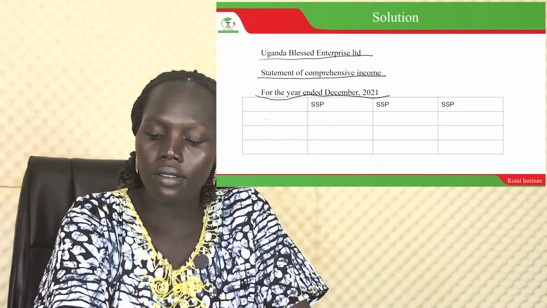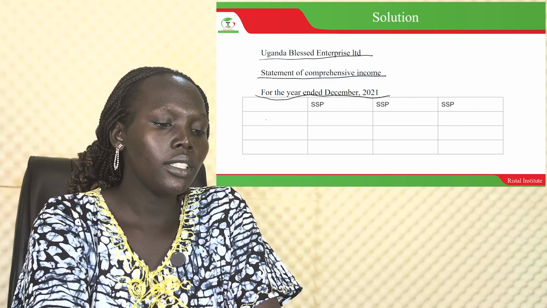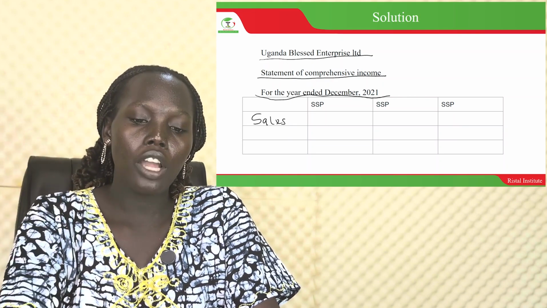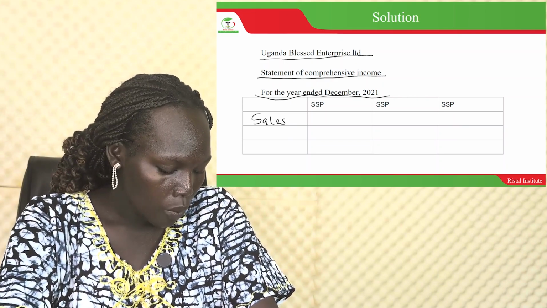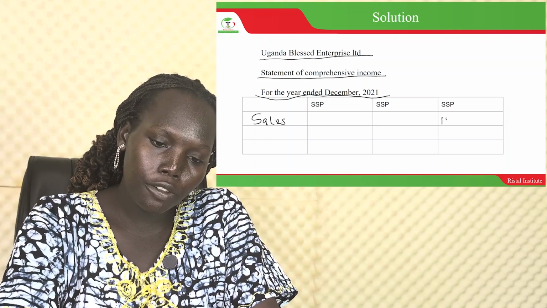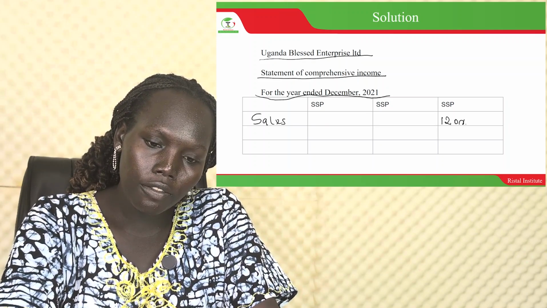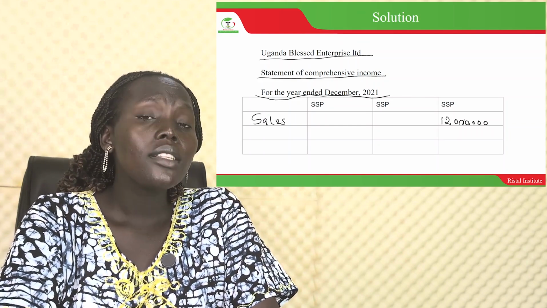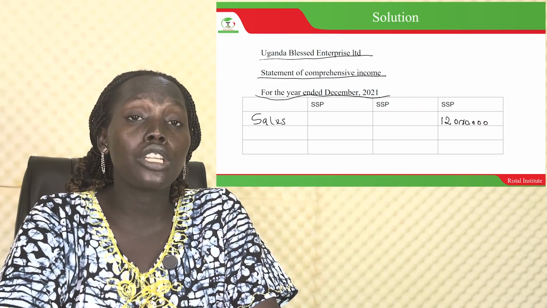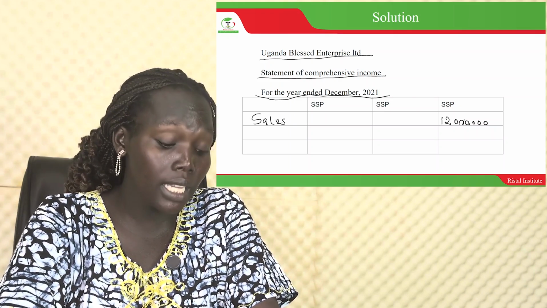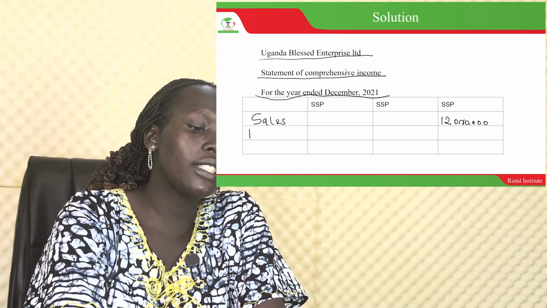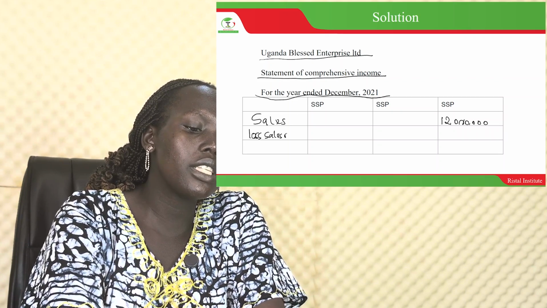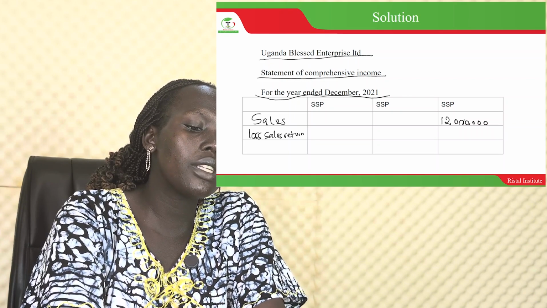In our illustration, we have sales. How much was the amount of sales? We have 12 million SSP. Do we have in our illustration some sales written off? So what we do, we less those sales written off.